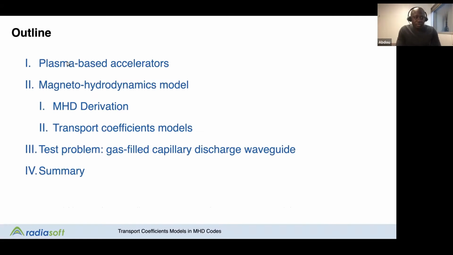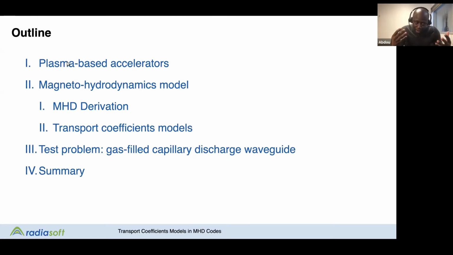All right, so here's a brief outline of my talk. I will quickly go over our application, which is plasma-based accelerators, and why we're interested in plasma-based acceleration. Then I will talk about the modeling aspect of waveguides. Our approach here is to use MHD. I will talk about the derivation of MHD very quickly. Then I will talk in detail about the transport coefficients model. These are the equations that we put into our hydrocode.